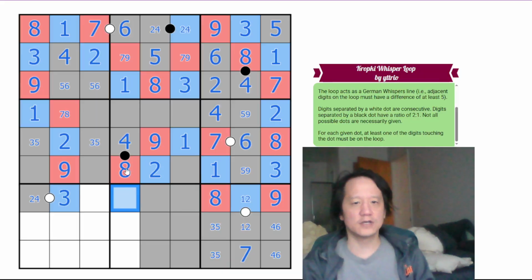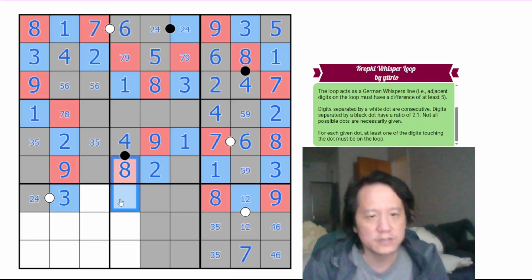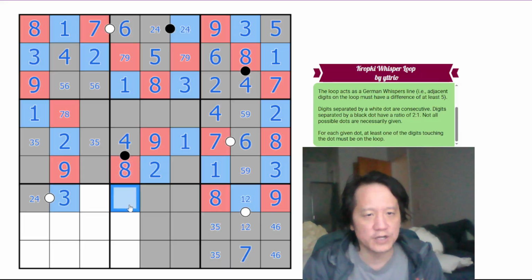This digit cannot be an 8. Sorry, this digit is next to an 8, so it can't be 4. It can't be 1, 3, or 4, so this must be 2. So since this is 2, this is 4, this is 1, which makes this 2.